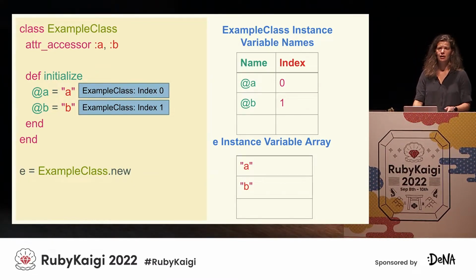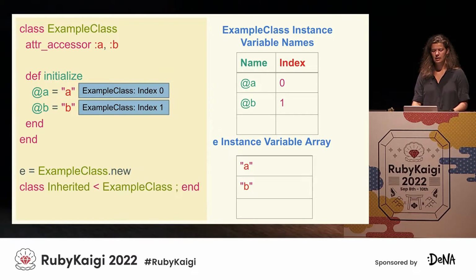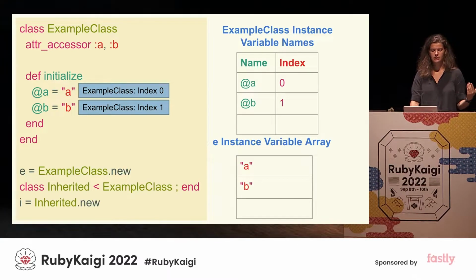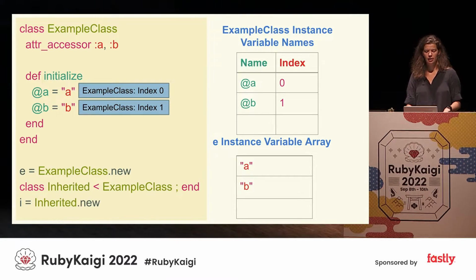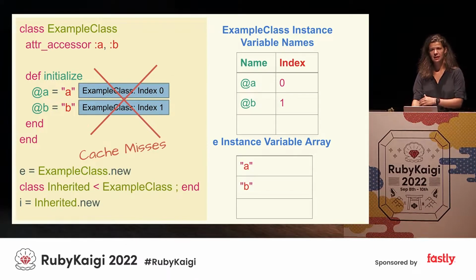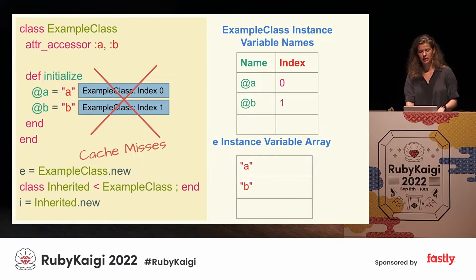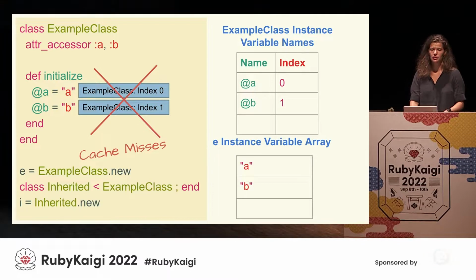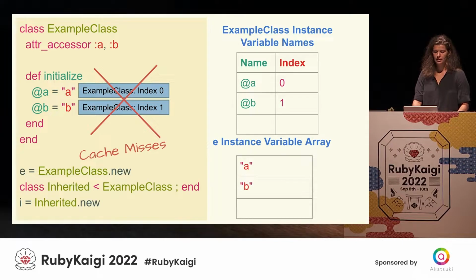This works great in many cases. But what about this case where we have class Inherited, which just inherits from example class and does nothing else? And we have an instance of Inherited.new. Well, Inherited is going to be a cache miss with example class. It won't hit. So it's a cache miss even though it's running the exact same initialize method that we already have the cached instance variable name to index lookup for.